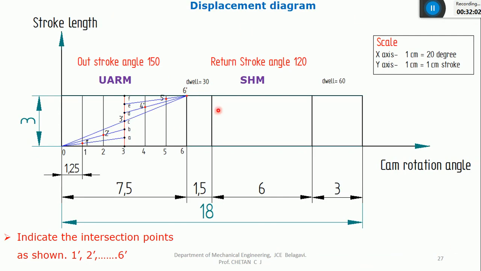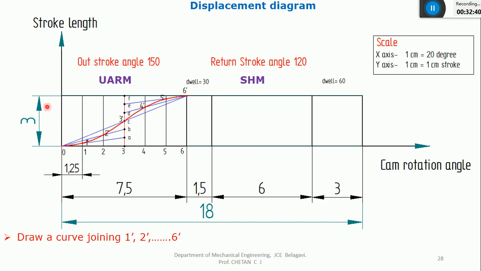And we have used the same method for the previous problem. And after that, I'll draw a smooth curve passing through all these lines, like this, the red color line. So this is nothing but the displacement diagram for the outstroke angle. Means whenever the cam is rotating through 150 degree of rotation, the follower will be moving from 0 to 3 centimeter. Okay. So for the first 20 degree, it is moving some distance. For the next 20 degree, it is moving certain distance.